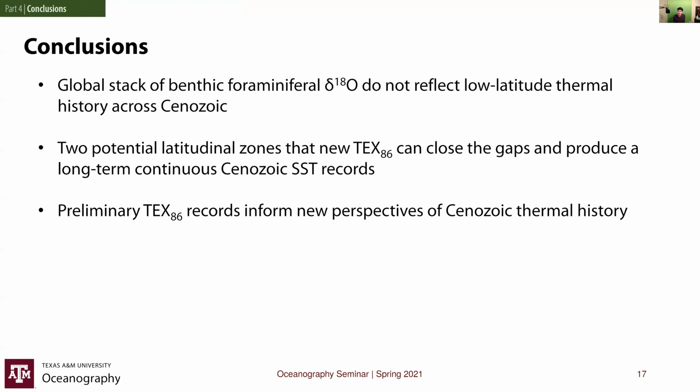So I would like to end my presentation by saying that I hope I showed you that what we have now as the global stack of benthic foraminifer δ18O only reflects a portion of the surface oceans. It captured only the high latitude, and we still have not really established how the low latitude surface ocean changed across the last 66 million years. And also there are two potential latitudinal zones, which are the tropics and the southern hemisphere mid to high latitudes.